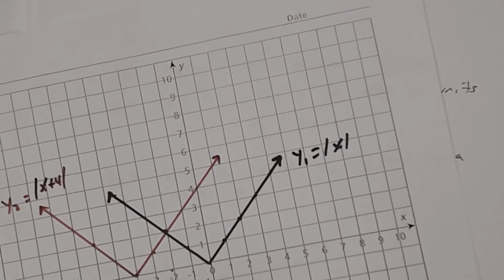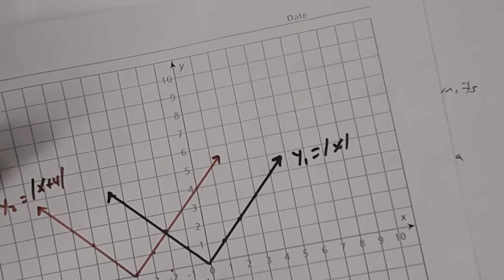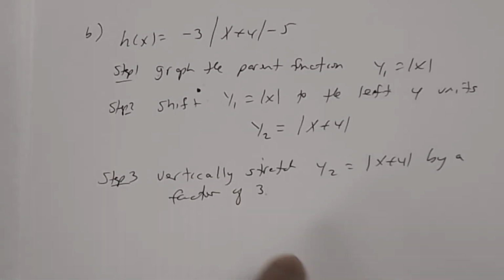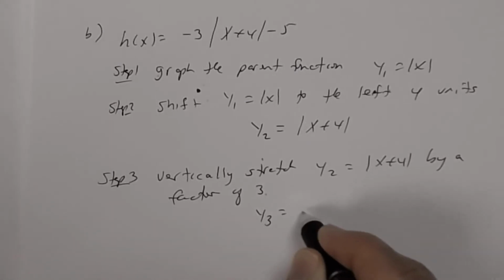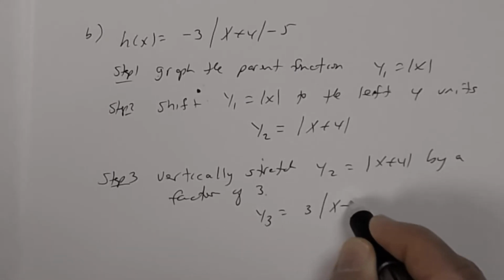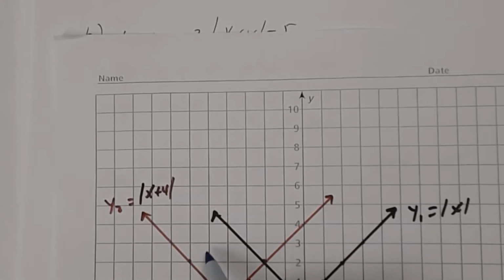All right, so my y value here, a in this case, my factor is 3. When I do that, I'm going to get my third graph, which will be 3 times the absolute value of x plus 4. So let's do this. Remember, all we need are 2 points. So let's look at this.